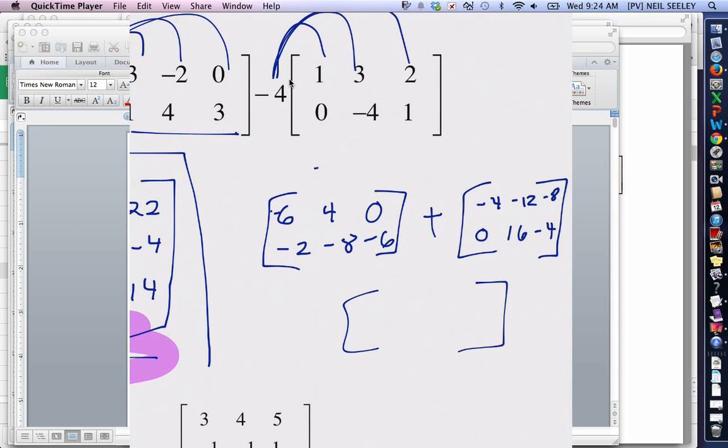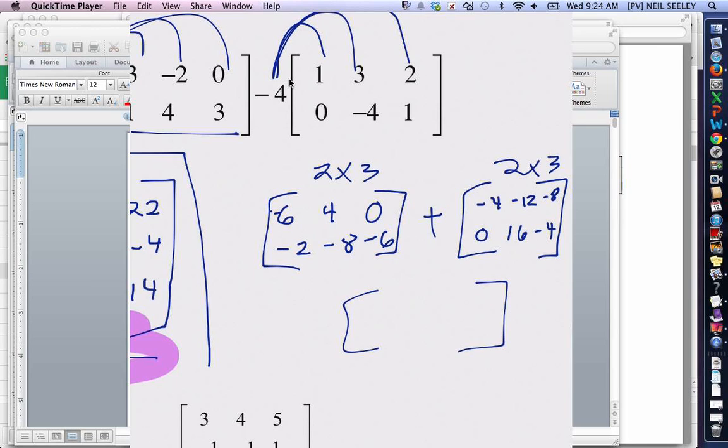This is 2 by 3, and this is 2 by 3. They have to line up tit for tat, so you've got to have the same rows and columns to do matrix addition or subtraction, which is just adding a negative. When you do subtraction, you can think of it as just adding a negative. It's component to component.